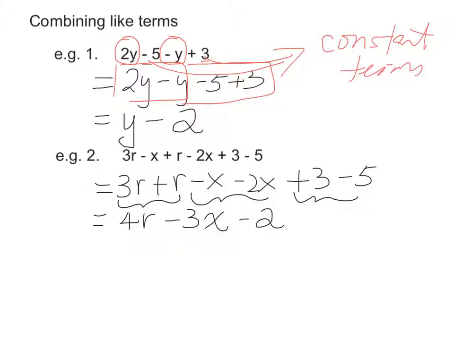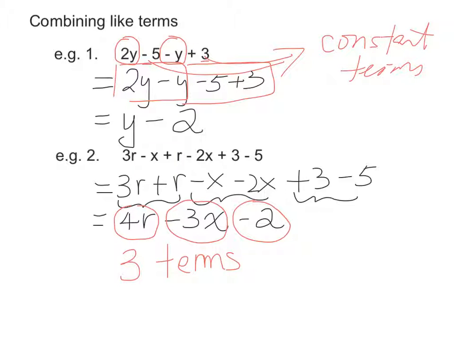After we have simplified the expressions, we can count the number of terms. 1, 2, 3. It means there are 3 terms for the lower example. For the upper example, 1, 2, therefore it means there are 2 terms.